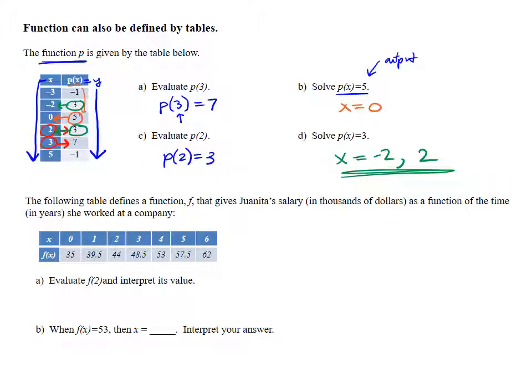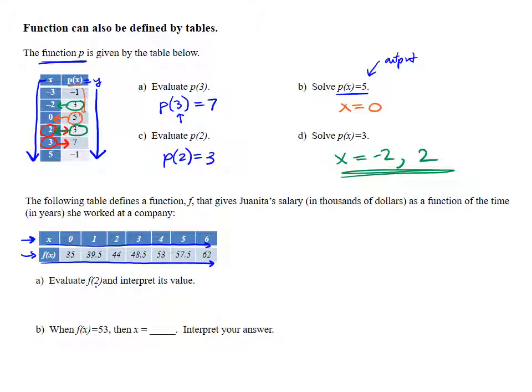In the next example with a table, we have a situation where we're looking at data. The following table defines a function f that gives Juanita's salary in thousands of dollars as a function of time in years she worked at a company. So here the information is given horizontally. So x's are listed horizontally across the table, and then f of x, or the output, would be listed horizontally as well. So be careful, tables can be given both ways.